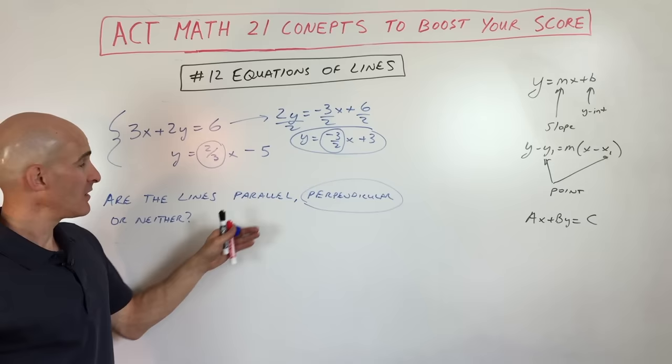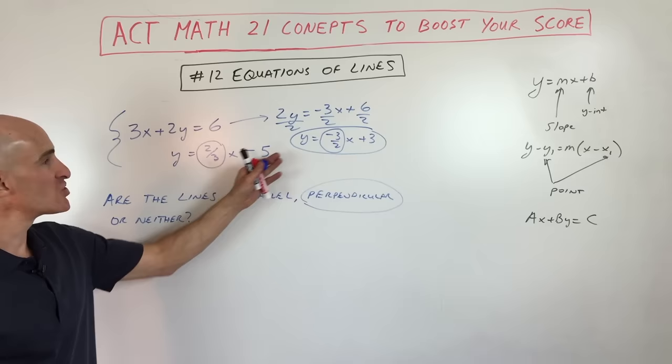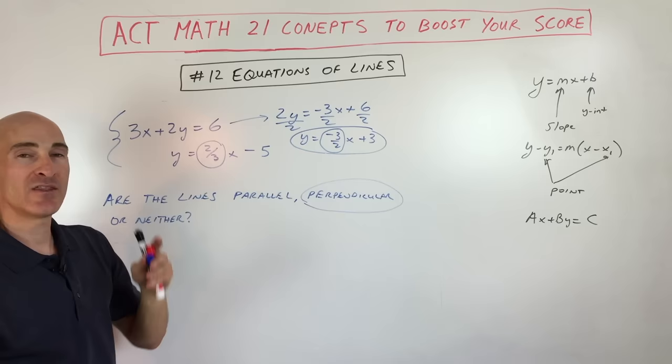So this is a typical problem that's covered on the ACT, but just knowing how to rearrange the equations into slope-intercept form will help you identify the m value of the slope, and then you can compare the lines to see if they're parallel, perpendicular, or neither.